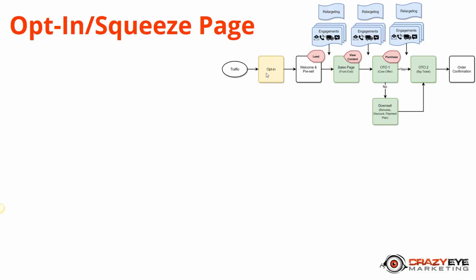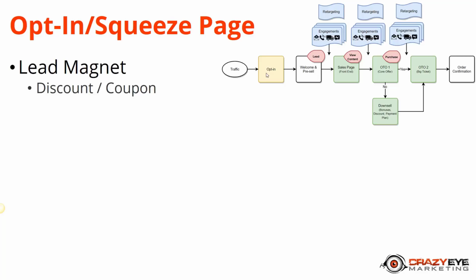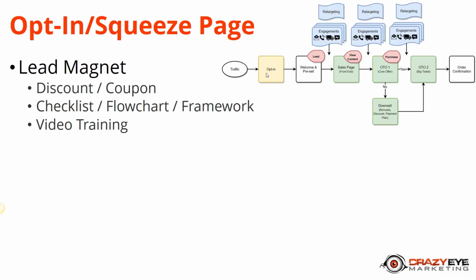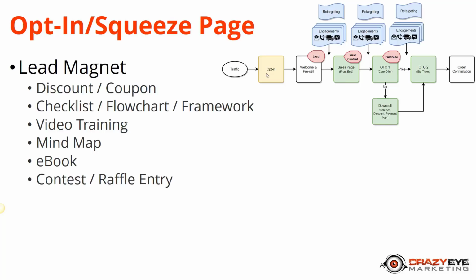And typically on this page you're going to offer something of value in exchange for the contact information, and this thing of value is typically called a lead magnet, and this could be something like a discount or a coupon, a checklist, a flowchart, a framework, some video training, kind of like you opted in for this training that you're receiving right now. Could be a mind map, it could be an ebook, it could be a contest or raffle entry, it could be a free trial. You know, just something of value that somebody would give you their contact information in order to get access to.